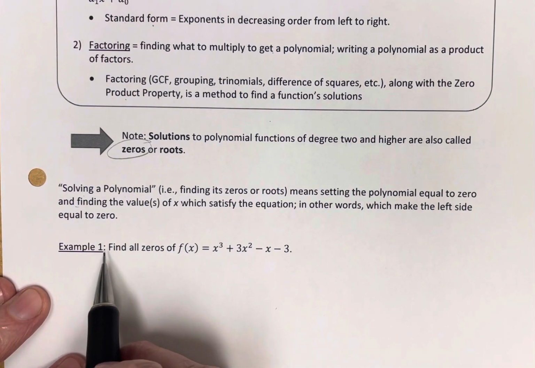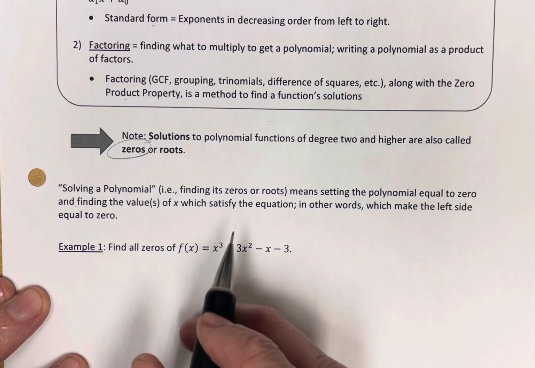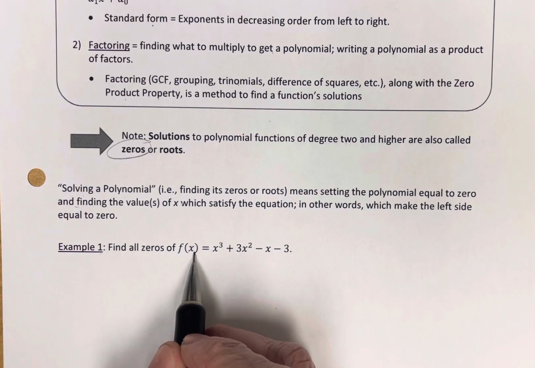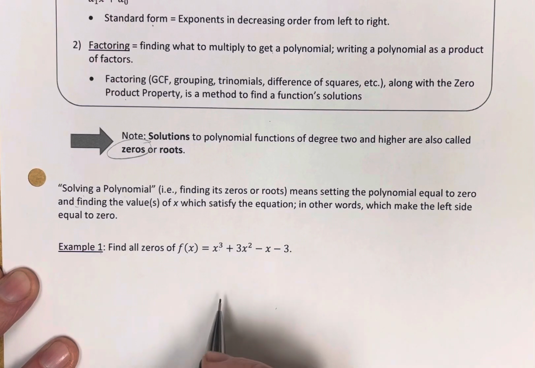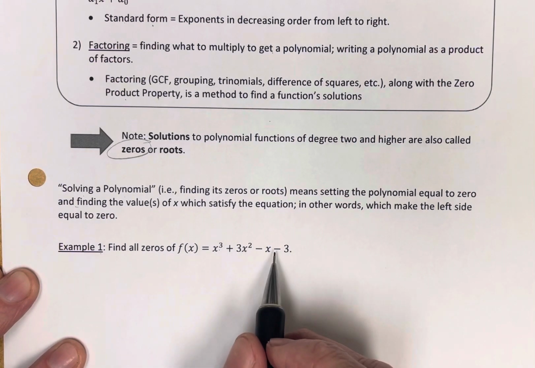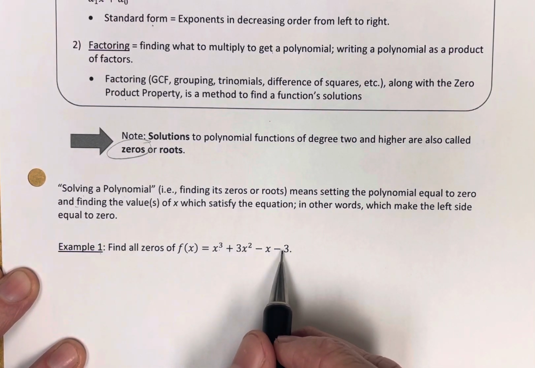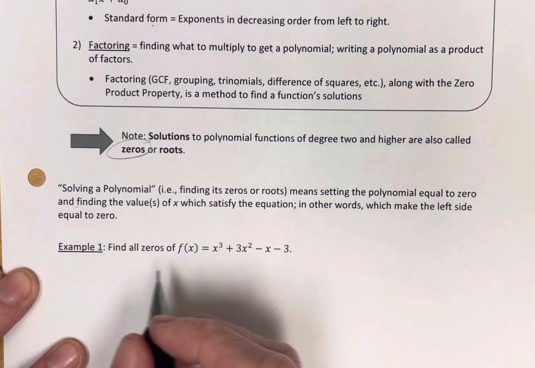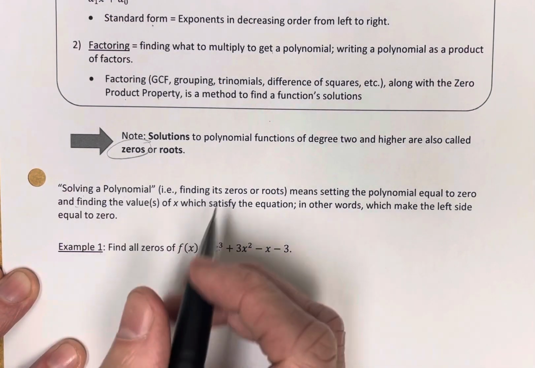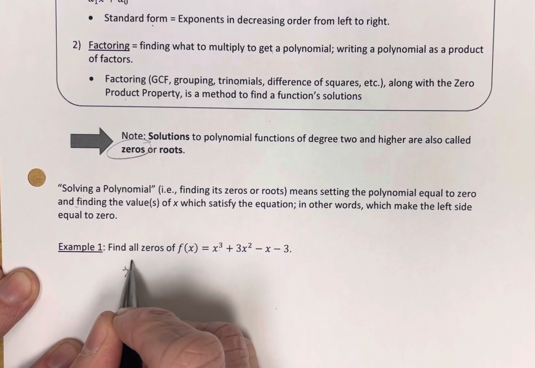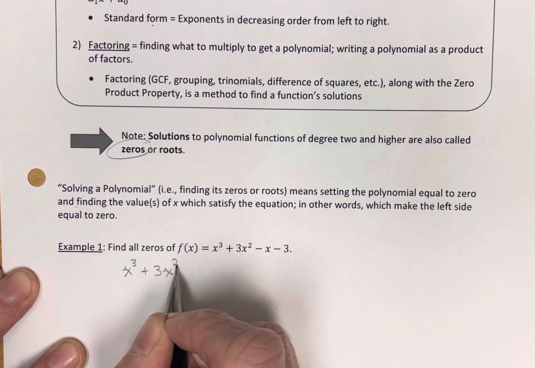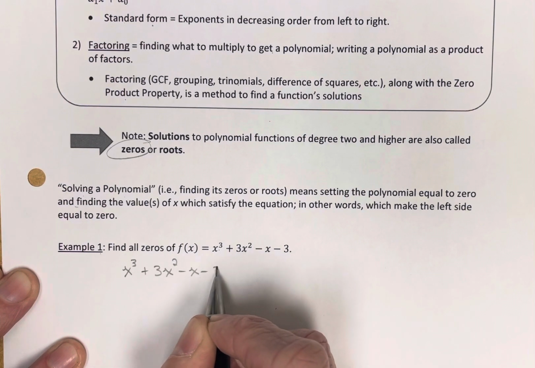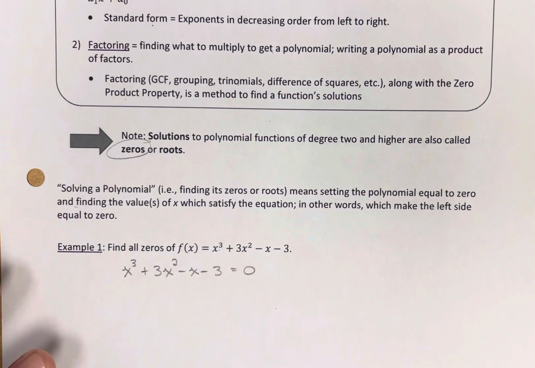Example 1: find the zeros of the polynomial function x cubed plus 3x squared minus x minus 3. Okay, this problem I know about. This problem can be solved if you factor it by grouping. First things first, we want to find the zeros, so we need to set it equal to 0. So x cubed plus 3x squared minus x minus 3 equals 0. That's how we find the zeros. We set it equal to 0.